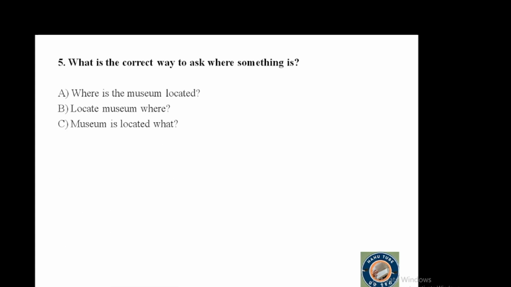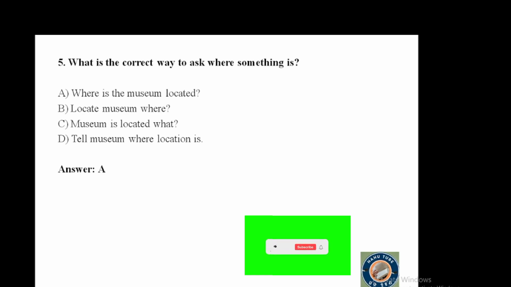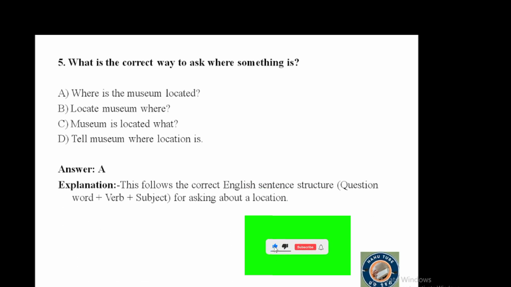Question number 5. What is the correct way to ask where something is? A. Where is the museum located? B. Locate museum where? C. Museum is located what? D. Tell museum where location is. The answer is where is the museum located? Because this follows the correct English sentence structure. Question word plus verb plus subject for asking about location.